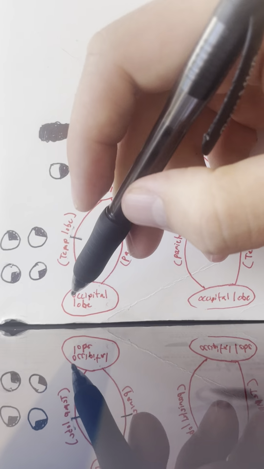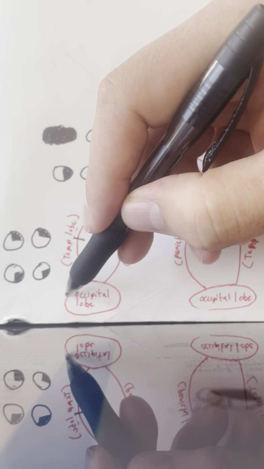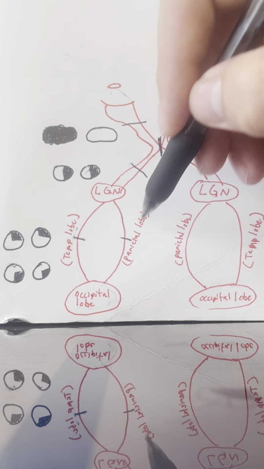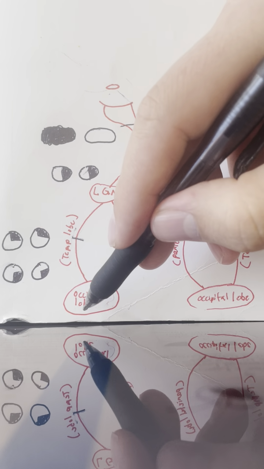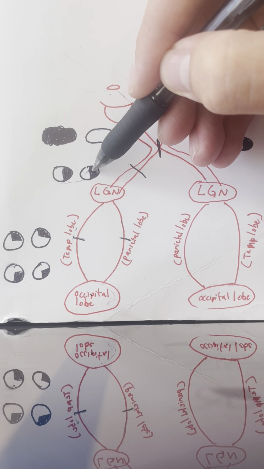Now remember, if we have a lesion of the occipital lobe, this is where all the right visual field information is being processed. So we're going to have a lesion similar to up here, where all right visual field information is messed up.